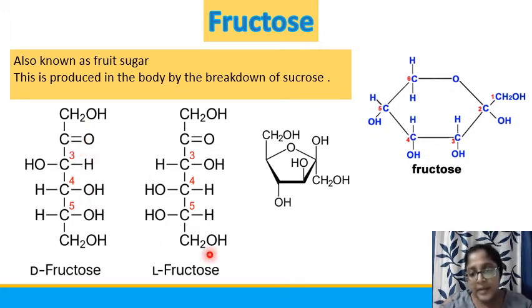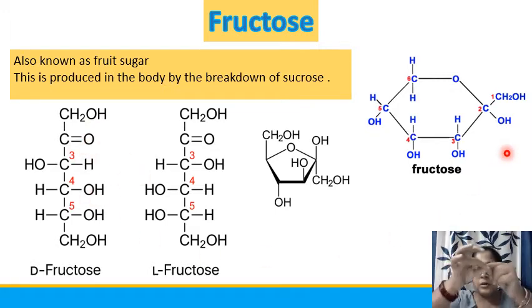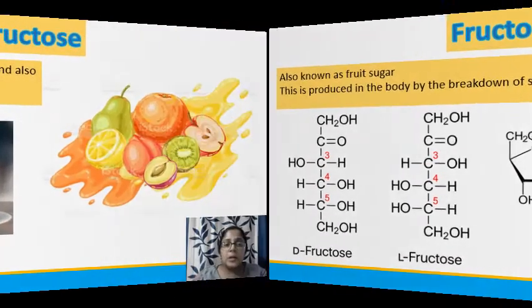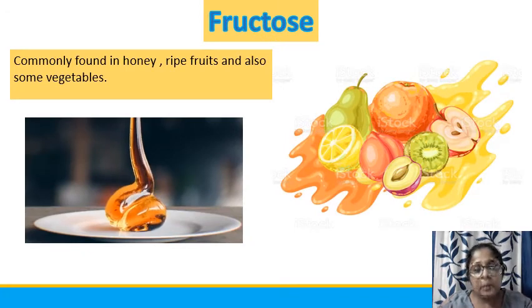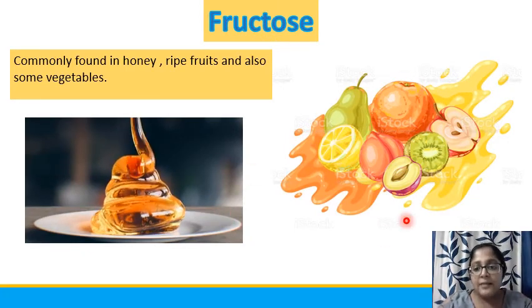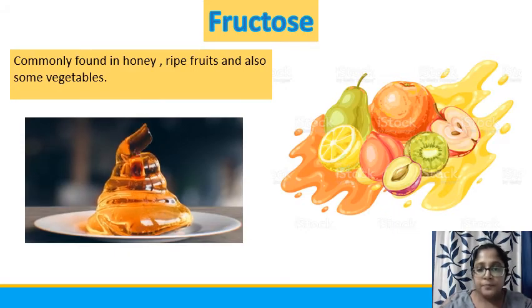And over here again the same chain has been made into this kind of ring structure. So this is also the same, you can just write it over here. So this is a structure as well. Write the fructose structure, practice it, and it's very important. Different sources of fructose are mainly honey and ripe fruits, and a few vegetables.